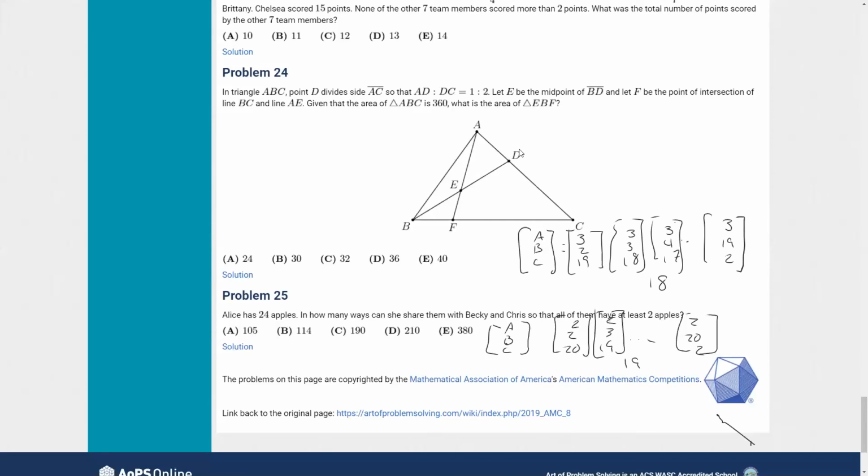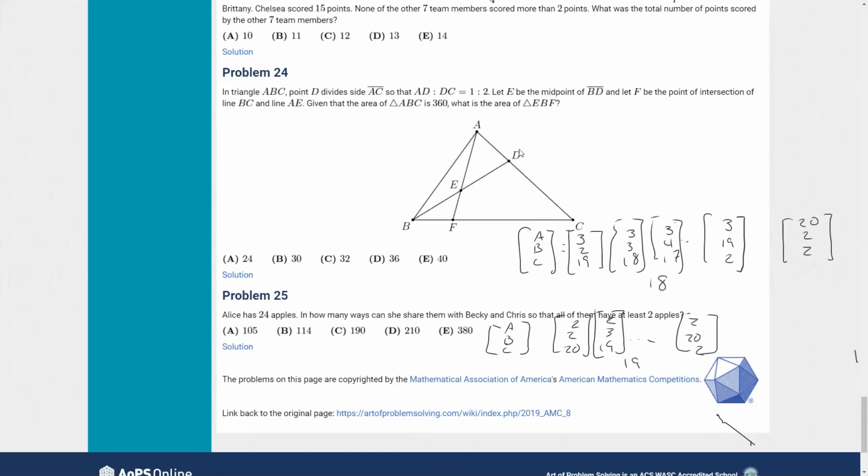Now, if we keep doing this trend, as an example, we give Alice 4 apples, Becky gets 2, and Chris gets 18, and then we switch around between Becky and Chris. How many more times can we really do this? We know that we can go all the way up until Alice gets 20, Becky gets 2, and Chris gets 2, which in that case, there is only 1 remaining. So what that tells us is that if Alice gets 2, and Becky and Chris keep switching around, we get 19 ways we can do that.